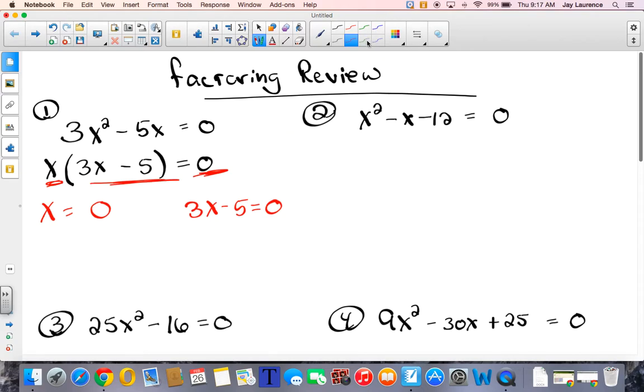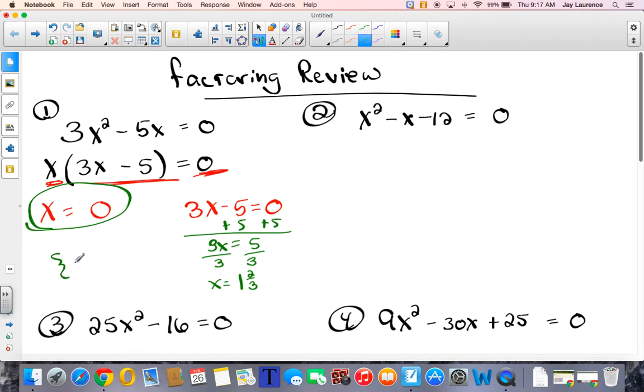So I'm going to solve both equations that I wrote here in red for x. Well, geez, the first one's done. X equals 0. That turns the whole equation to 0. The second one: 3x equals 5. Divide by 3, divide by 3, x equals, let's go with 1 and 2/3. So my solution set for x is 0 or 1 and 2/3.